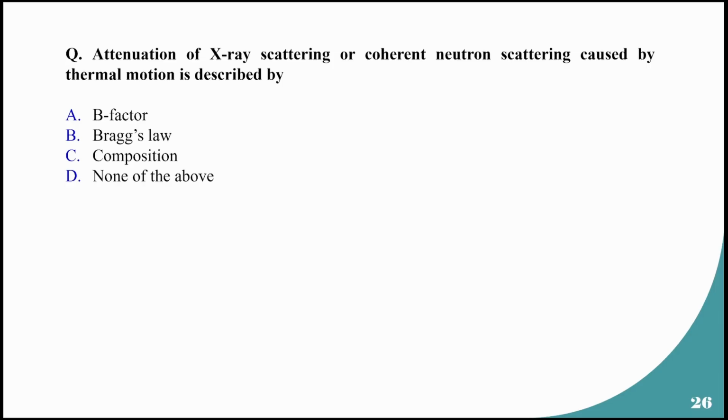Okay, so in this week's class, Professor Gromiha went over the different aspects of the 3D structure of proteins, right? The 3D structure of proteins is of course very important, and one of the methods that is often used for deriving the 3D structures is X-ray crystallography, right? Using X-ray diffraction, right? So this particular question that is being asked here is asking about the attenuation of X-ray scattering or coherent neutron scattering caused by thermal motion, that can be described by which of these following terms.